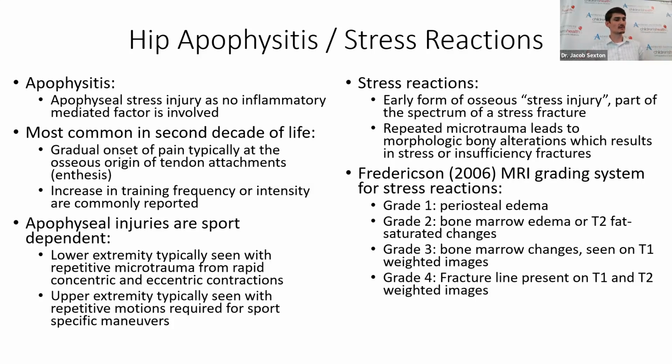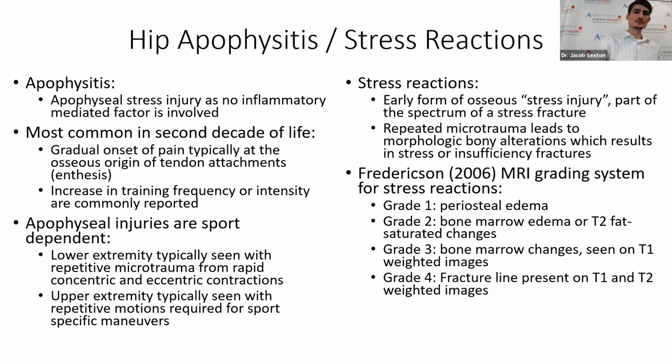They're also sport dependent. Typically the lower extremity ones are seen with repetitive microtrauma from rapid concentric and eccentric contractions, so your hurdlers and sprinters, while the upper extremity ones, your little league elbow and little league shoulder, are more from stress reactions in the upper extremity.